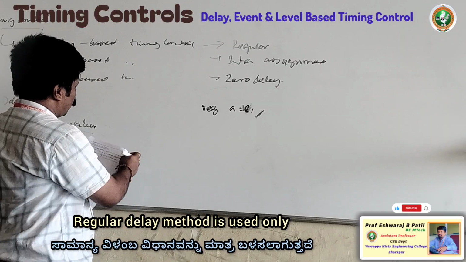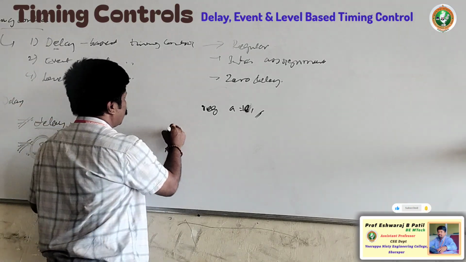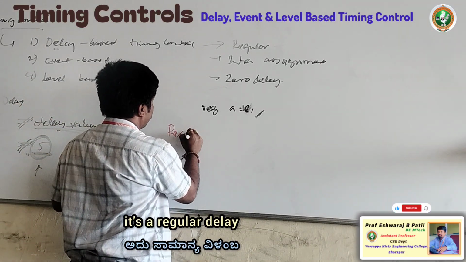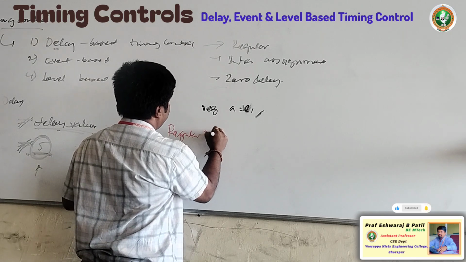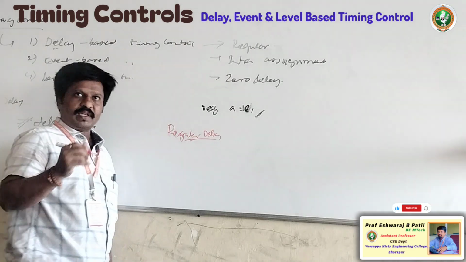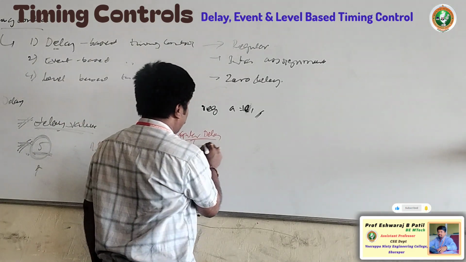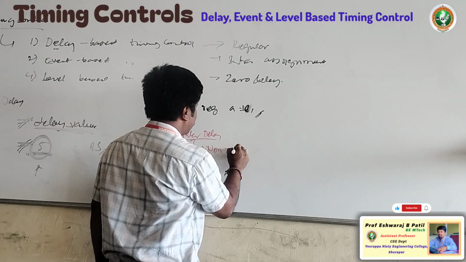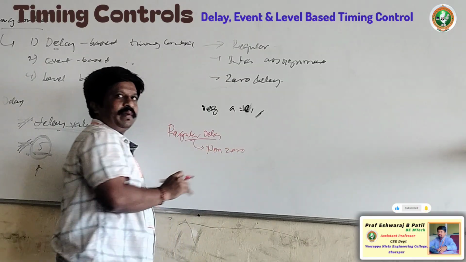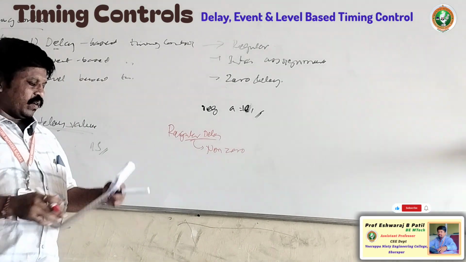Regular delay method is used only on the non-zero. Non-zero means it's a regular delay. Regular delay means it's a compulsory delay, there must be some delay. This we call the regular delay.